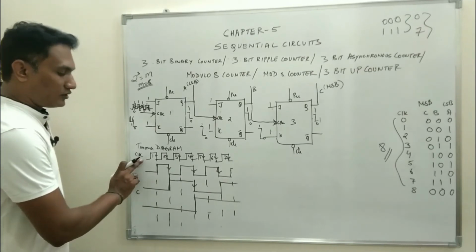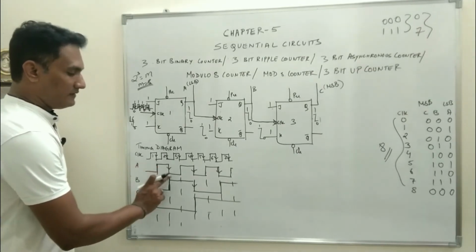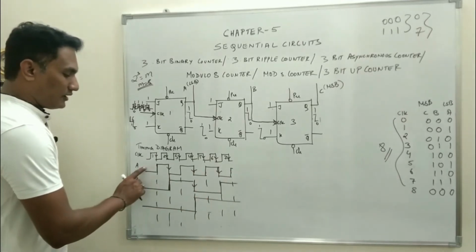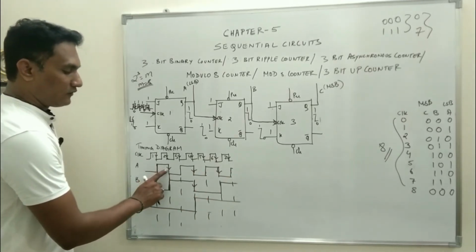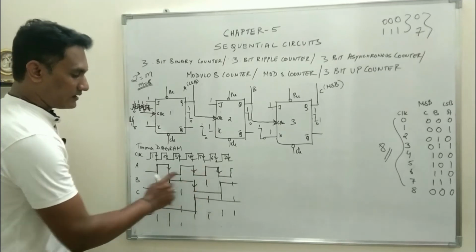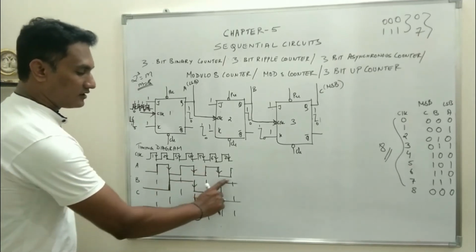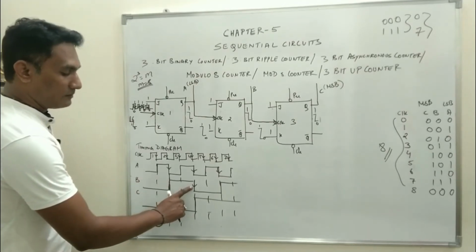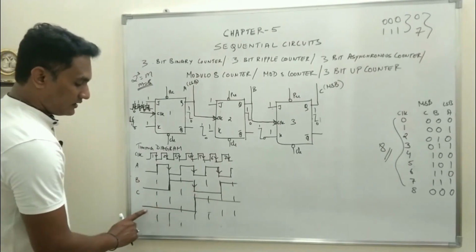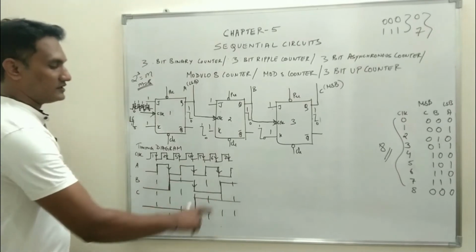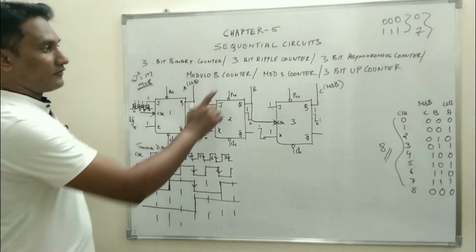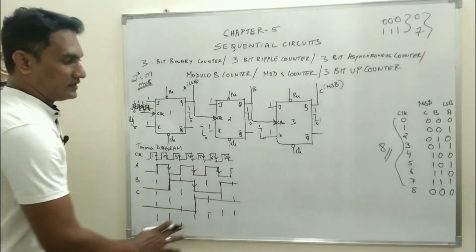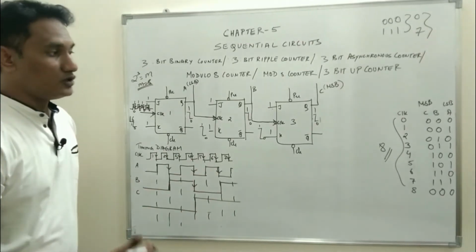A will depend upon the clock. With each applied clock pulse, A will change from 0 to 1 and 1 to 0. And B will depend upon A. Whenever A goes from 1 to 0, draw the arrow mark and accordingly change the condition of B. And C will depend upon B, therefore draw an arrow mark whenever B goes from 1 to 0, and there you change the condition of C. This will be the timing diagram of the modulo 8 counter or 3-bit up counter. And this is how you have to explain.